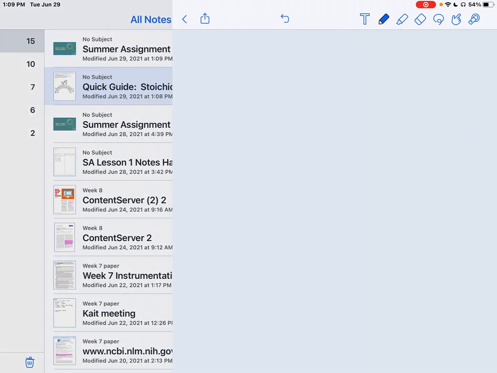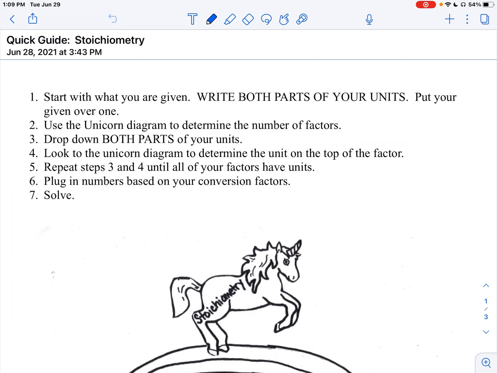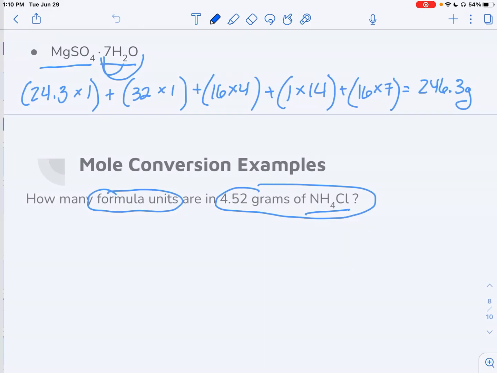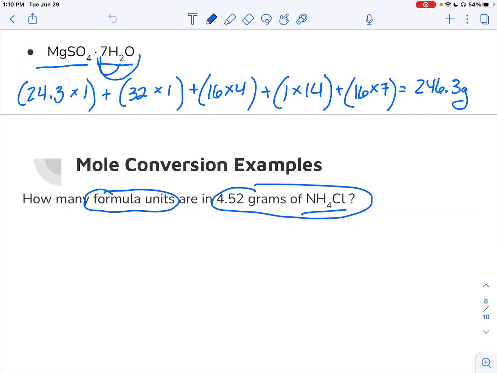So the first step on our stoichiometry quick guide: start with what you're given. That would be the number and the units. Write both parts of your units, put your given over 1. Now, a lot of people don't include the 1. It's absolutely not necessary to put your given over 1. The reason I do is because it helps students see the dimensional analysis, that the units are canceling out, which is the whole point of this. But if you do not include the 1, you're not going to get points off on the AP test at all. So I'm going to take my given, which is 4.52 grams of ammonium chloride.